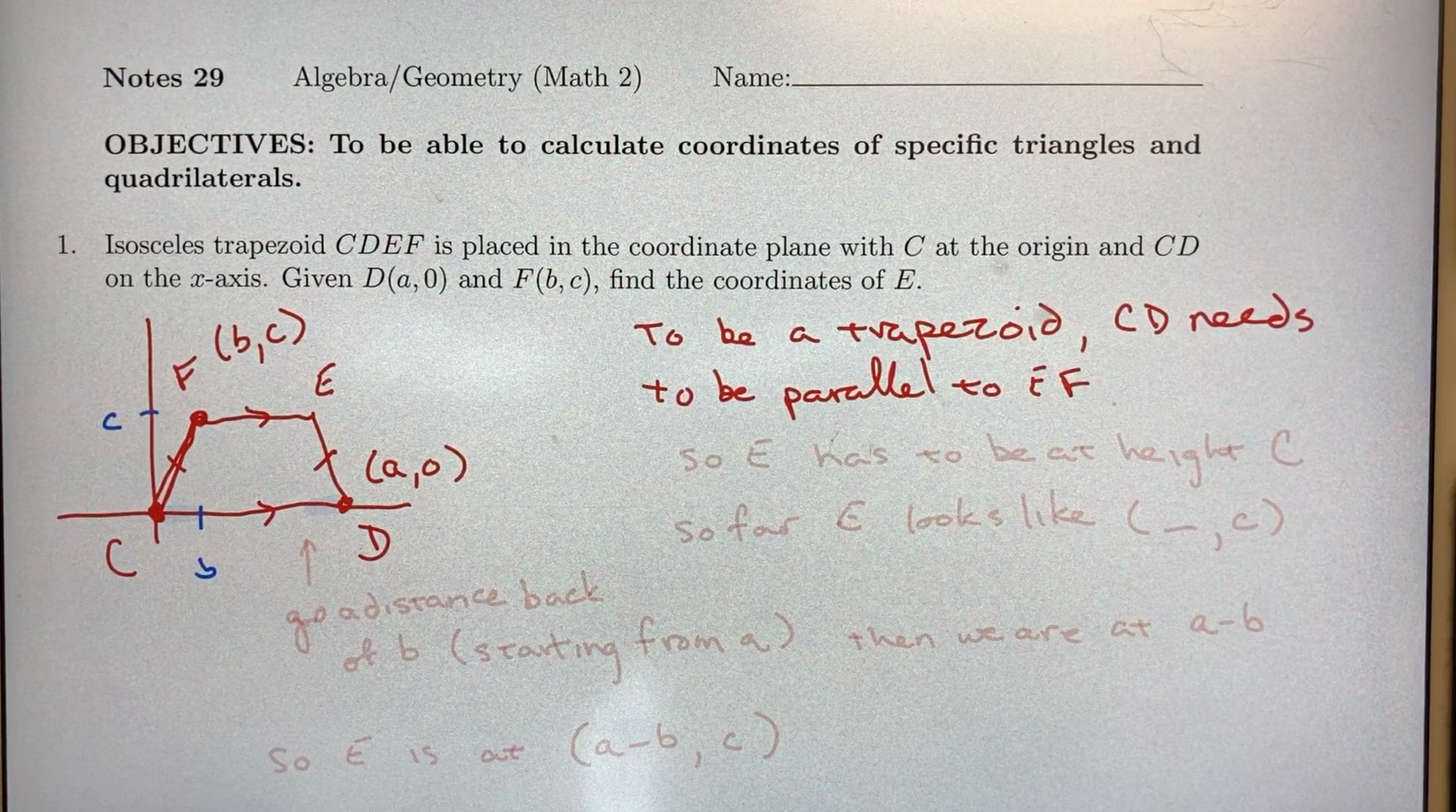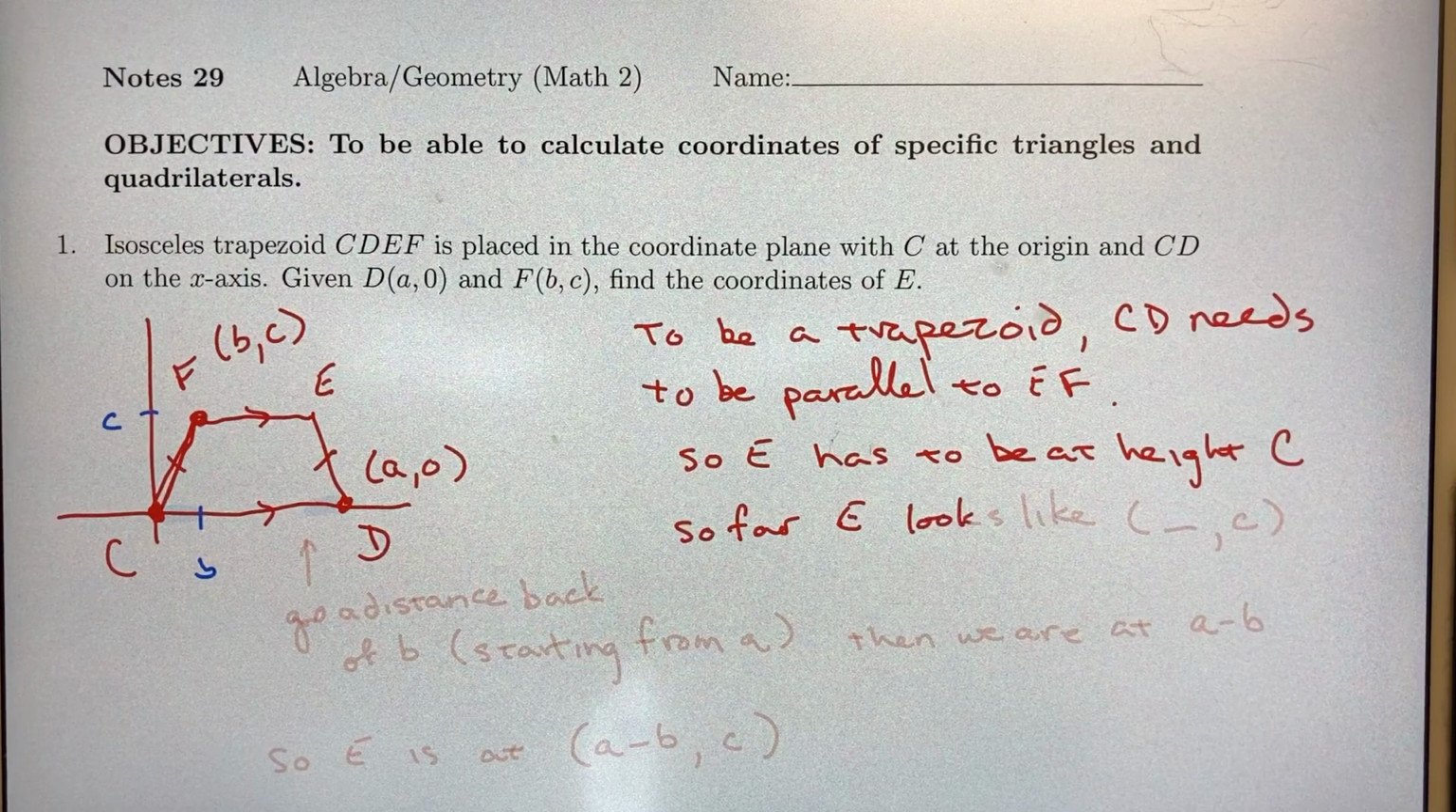Okay, and then what do we have? Well, CD is flat, so EF has to all be at the same height. So E has to be at the same height, which is the C height. So far, E looks like something comma C. All right, little c for the height.